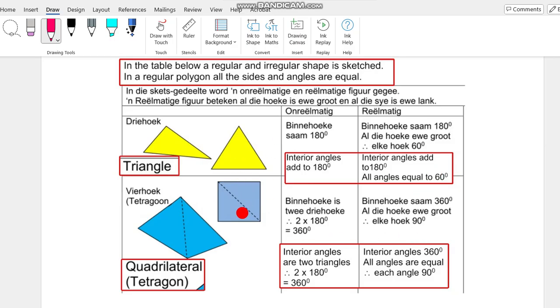Then the regular shape, which is the regular square. We know inside is 360 degrees. We know there's 2 triangles in here, which means it's 360 degrees. There's no changing that. But all sides are the same. So this follows the same logic as the triangle. You can now divide 360 by 4 and get 90 degrees each. And that would make it a regular tetragon.